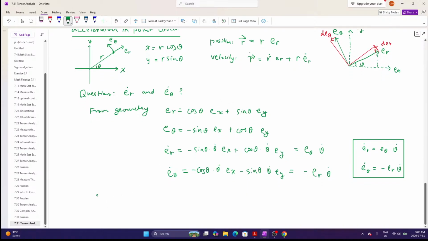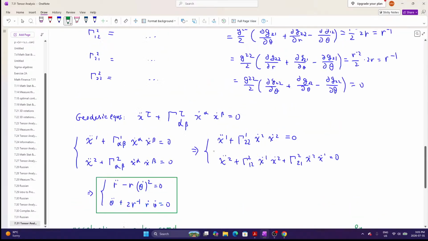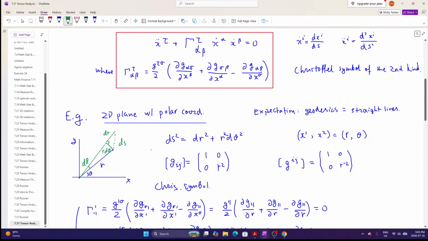So velocity, therefore, r vector dot is scalar r dot times e_r, plus r times e_r dot. e_r dot would be e_theta times theta dot. And at this point, there's nothing else to simplify because e_r and e_theta are linearly independent vectors. So it's like e_x and e_y.